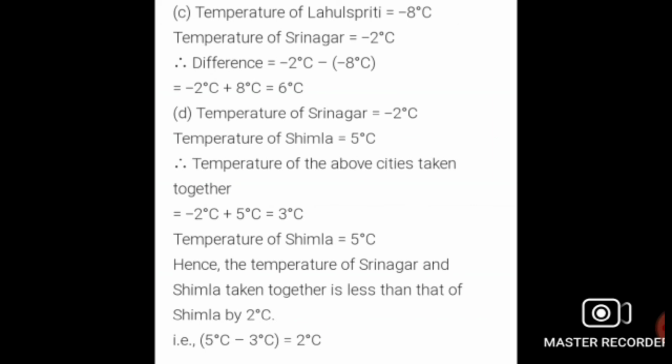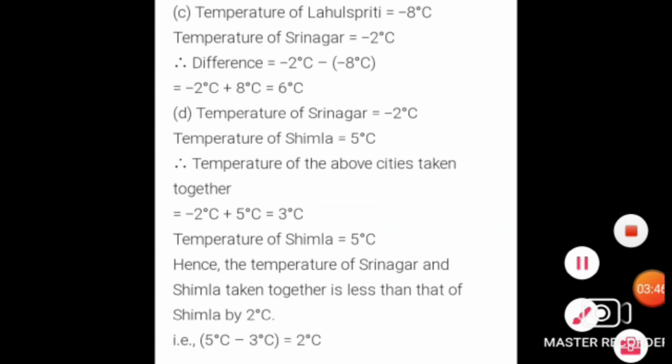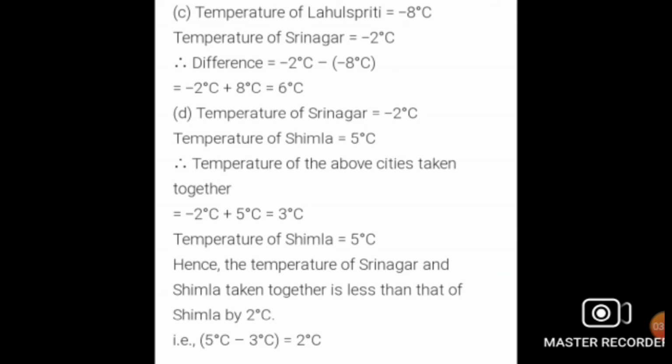Next, in C, we have to find out the difference between Lahul Spiti and Srinagar. The temperature of Lahul Spiti is minus 8 degrees Celsius and the temperature of Srinagar is minus 2 degrees Celsius. We have to find the difference between Srinagar and Lahul Spiti. So first you write the temperature of Srinagar, that is minus 2 degrees Celsius, minus, because we have to find out the difference, then minus 8 degrees Celsius. First number you can write as such, minus 2 degrees Celsius, then minus into minus becomes plus. So plus 8 degrees Celsius.